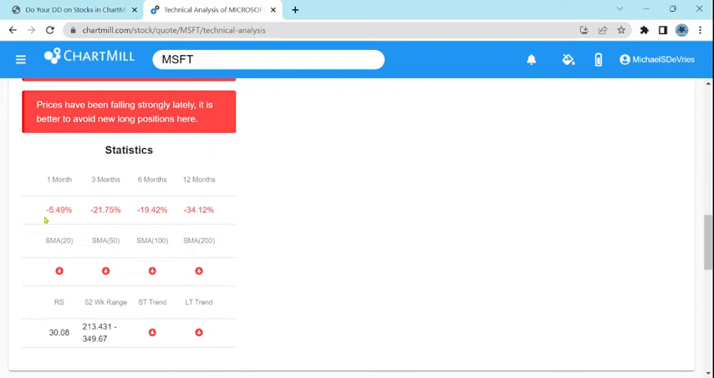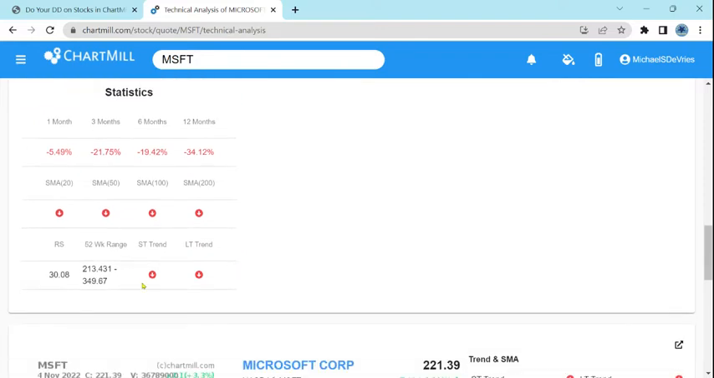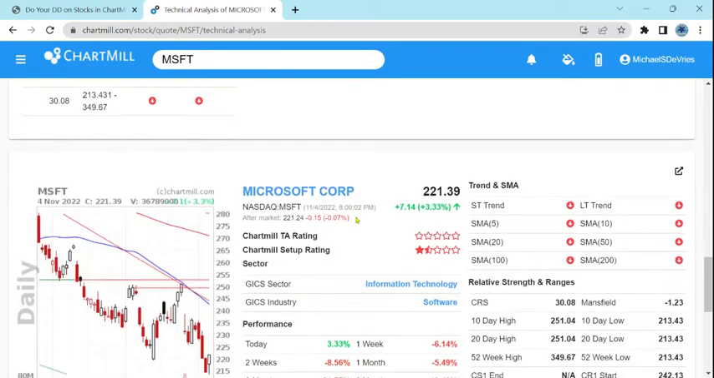So in this case, we can see the trends have all been negative, going back 12 months. It shows you the trend in the moving averages. So again, in this case, the trend in all the moving averages from the 20 period to the 200 period has been negative. And then also a short-term trend indicator, a long-term trend indicator, and the 52-week range. It gives you also the RSI. Is it overbought, oversold?